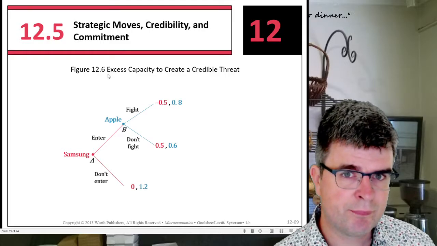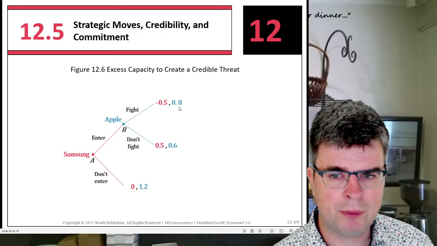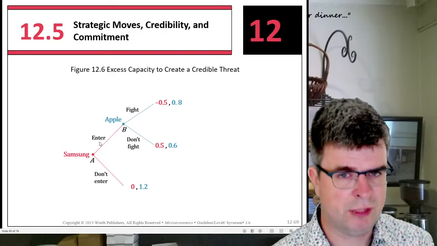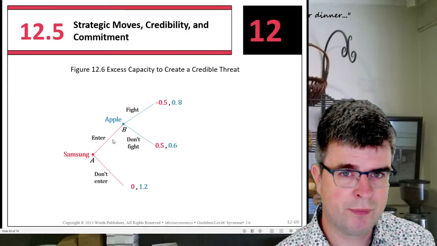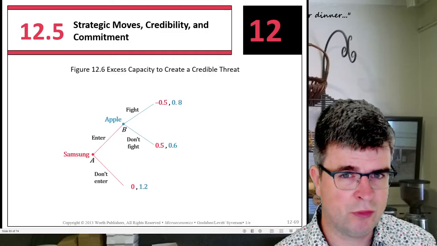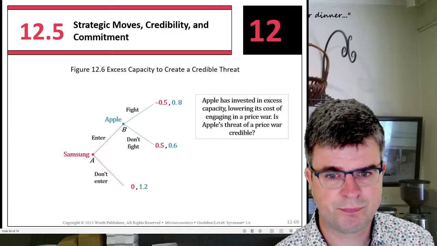So given the excess capacity, it will be optimal for Apple to start a price war once Samsung has entered. And Samsung, observing that Apple has this excess capacity, knows that the threat of a price war has now become a credible threat.